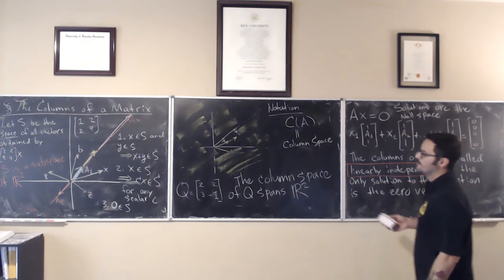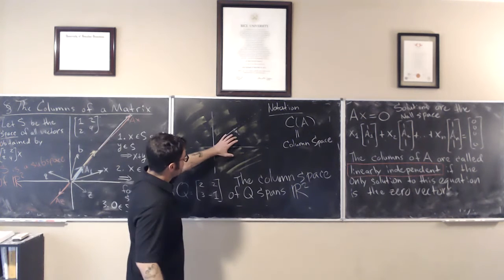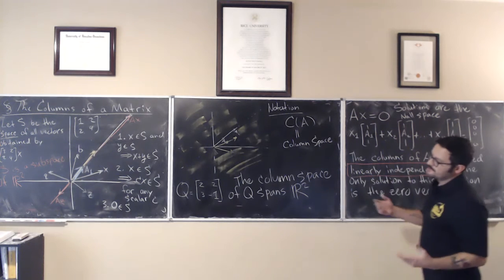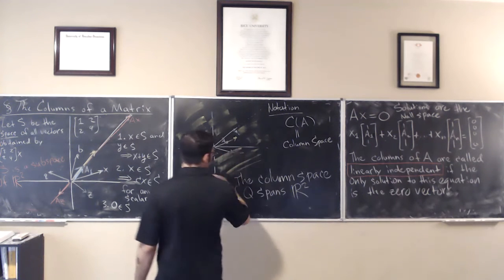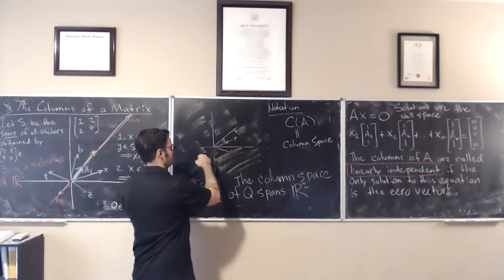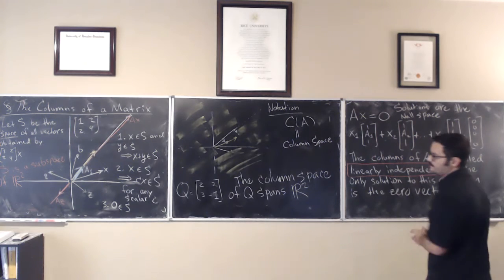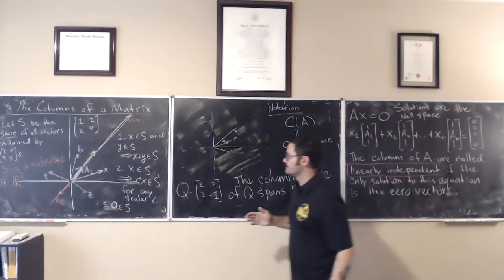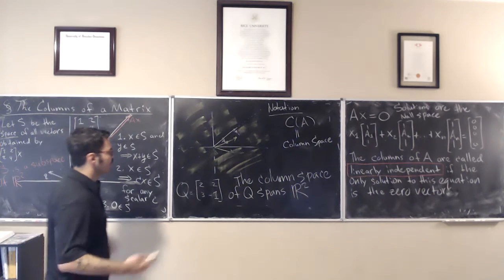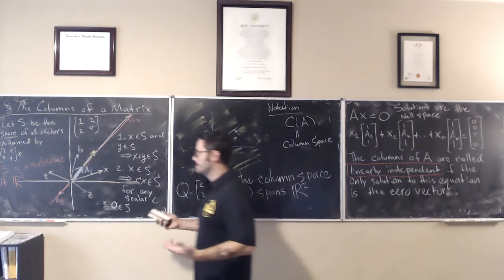Let's see. I should probably say one more thing about the picture here. With these two columns, the only way to get them to the 0 vector is to multiply them by 0, because they don't live on the same line in this case. You won't be able to add and subtract them to get to the 0 vector. It's impossible. Okay. But now this is R2. This holds generally for Rn.